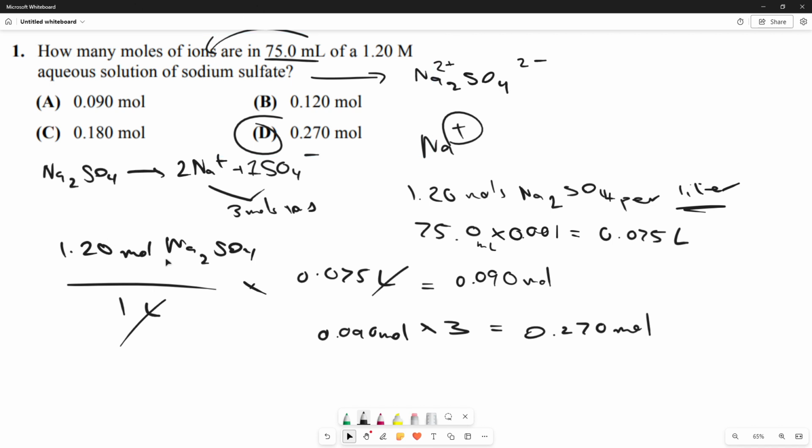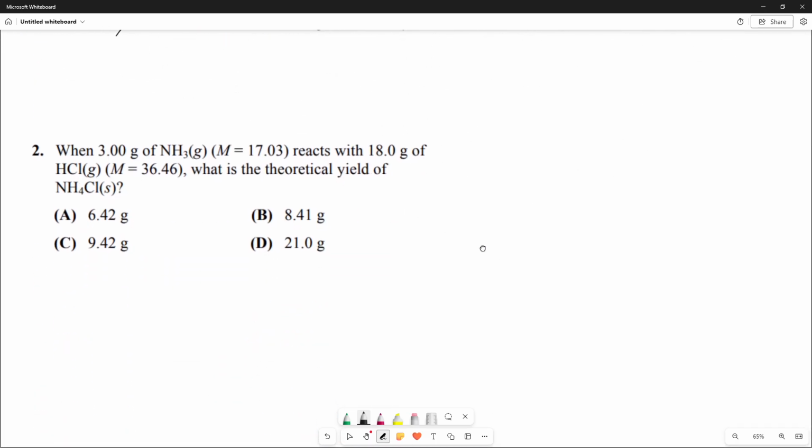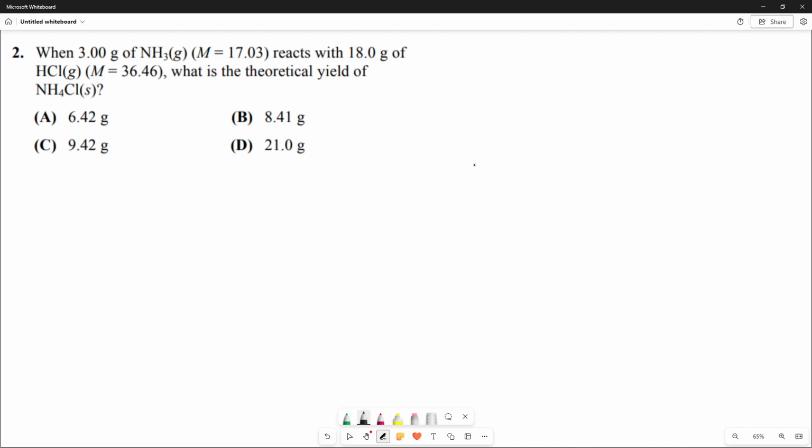So let's go to the next question. Okay. So when 3 grams of ammonia, which has 17.03 as its molar mass, reacts with 18 grams of hydrochloric acid in gaseous form, what is the theoretical yield of ammonium chloride?